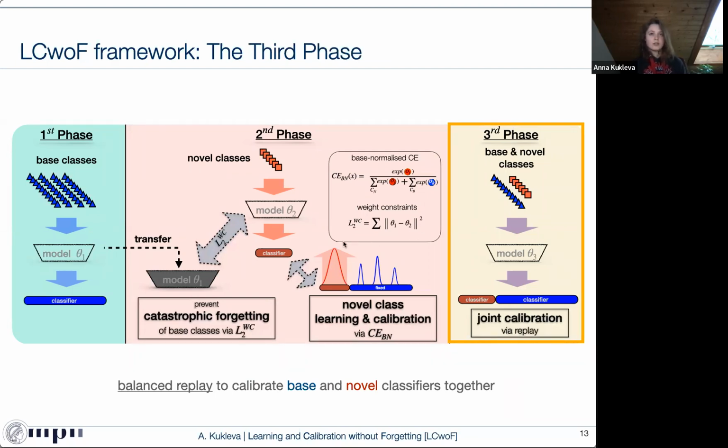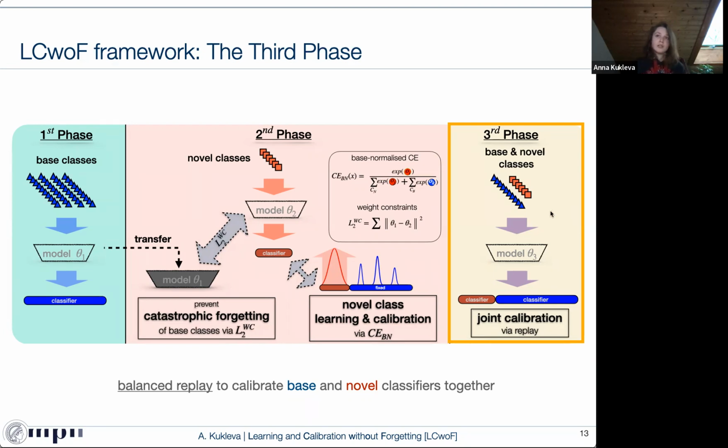Basically, I told you that we are trying to emphasize and make this classifier on the novel classes stronger, but the base classifier is kept fixed. So here, if we stop here, then we will have an uncalibrated, very strong novel classifier and a good performing base classifier, but only on the base classes. Now we want to have them on the same range.